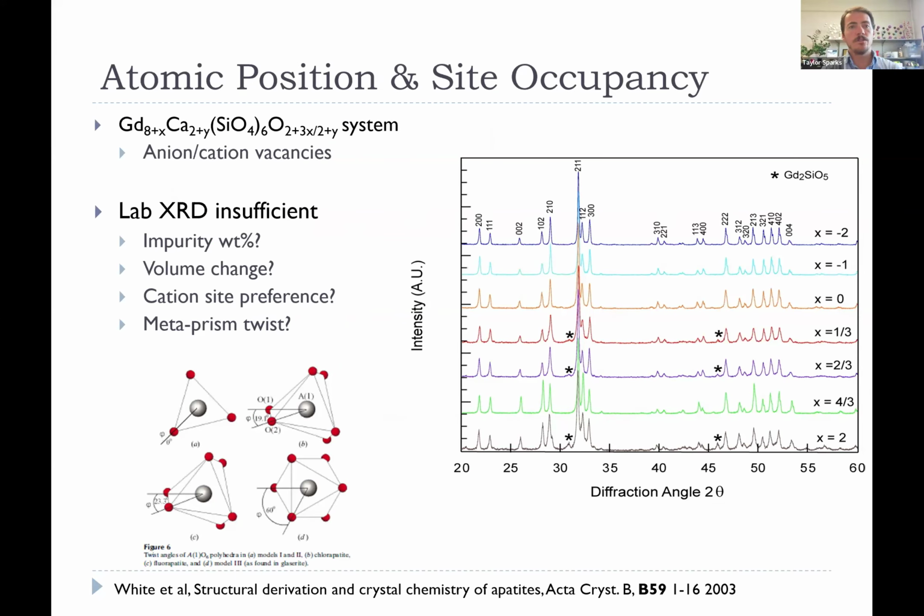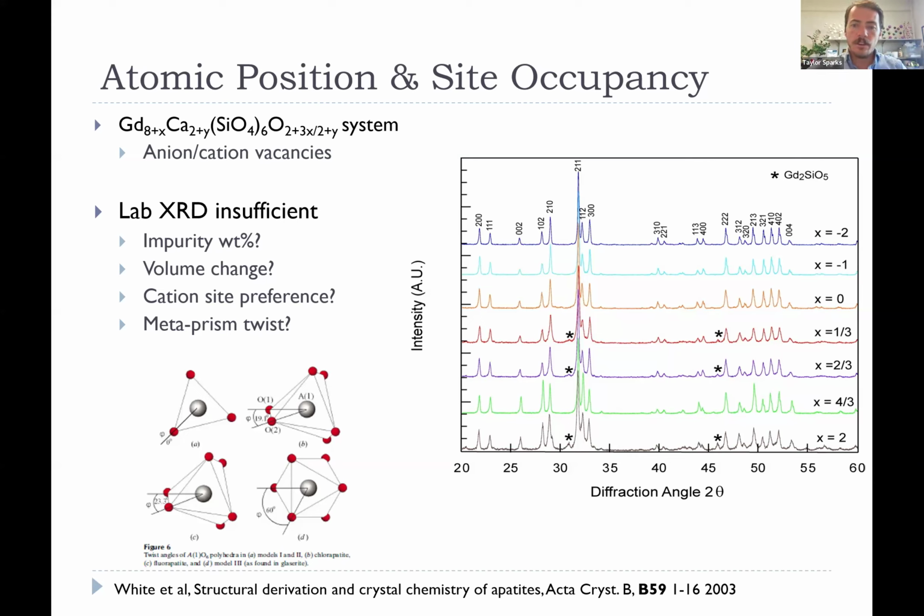Okay, another thing you can do is extract things like atomic positions and site occupancy. So let's look at this apatite crystal. The apatite crystal structure is pretty gnarly. You've got multiple different cations. You've got these SiO4 tetrahedra shown here, surrounded by gadolinium and calcium that sit on different sites. You can have interstitials as well as vacancies. It's a complicated compound. And if you tried to investigate this complicated structure with lab X-ray, most of the time I think you're going to find it is insufficient to do a lot of things you might care about.